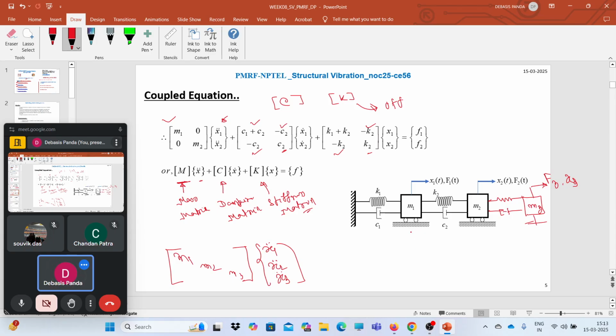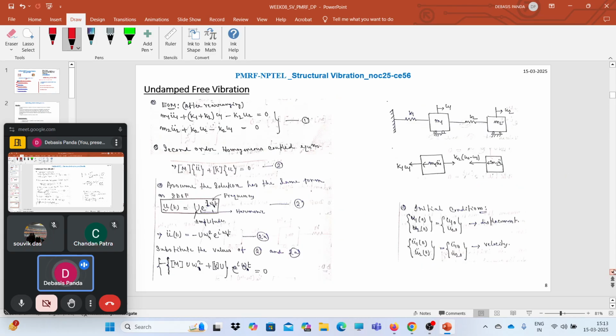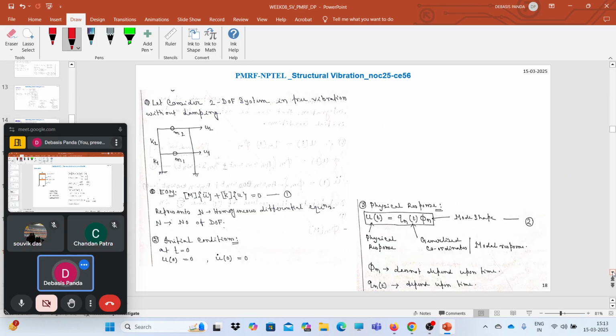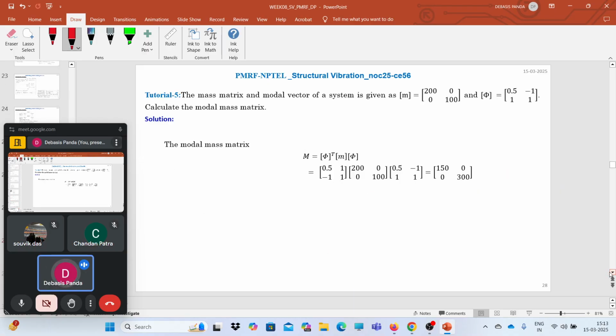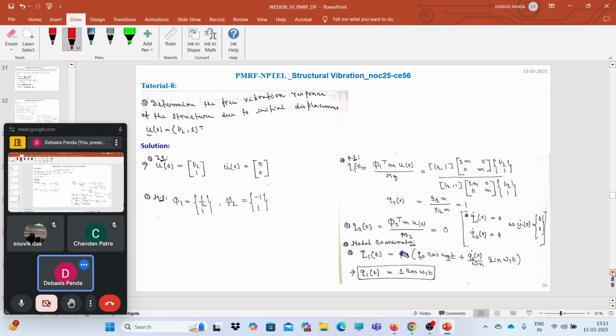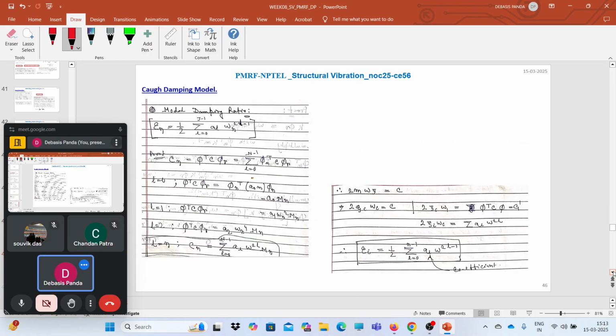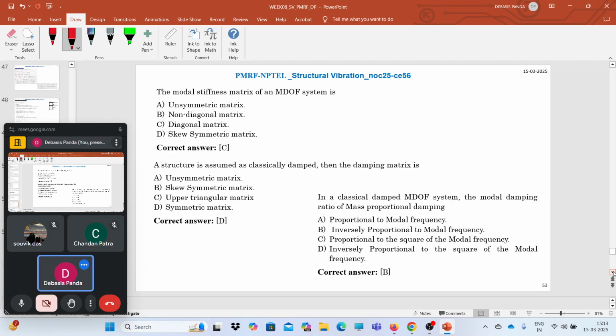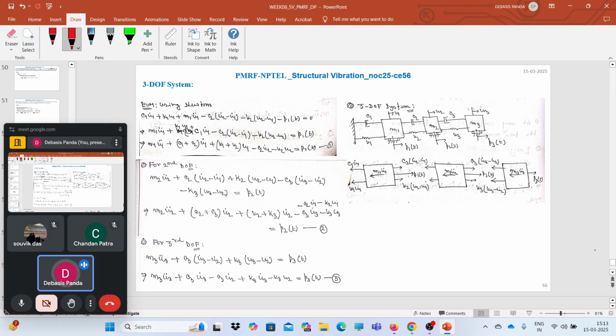Okay. So likewise, we can develop different equations of motion for different multi-degree of freedom systems. Like if we have a multi-degree of freedom system, the equation will look like this. I have added that slide. Here we have a three-DOF system.